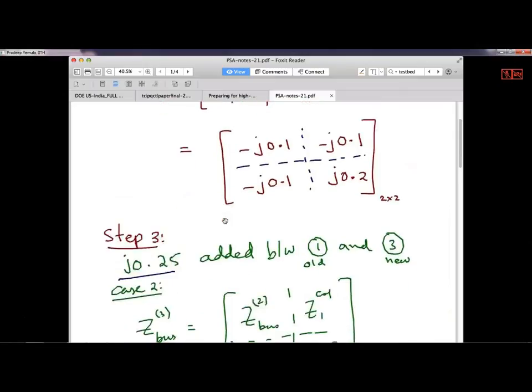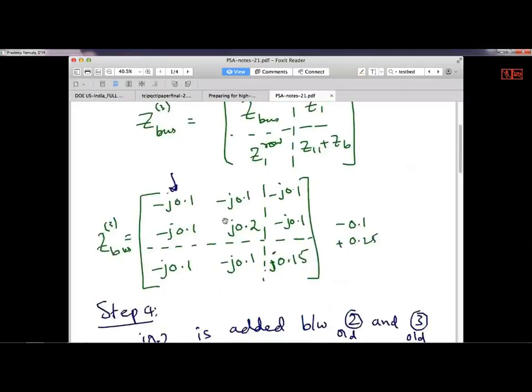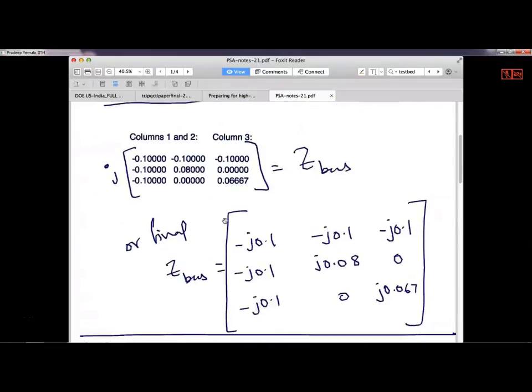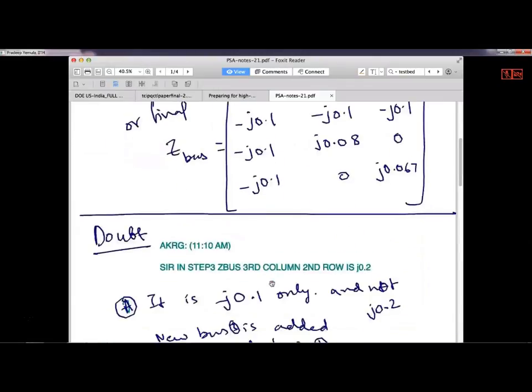For each step we have to identify what the case is. There are 4 cases: case 1, case 2, case 3, case 4. We have to identify the case, and then accordingly build the Z-bus.